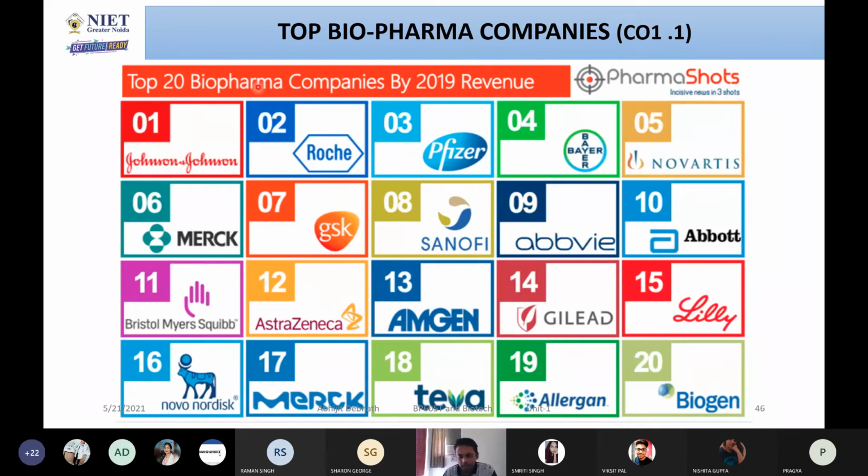In the context of biopharma based production: Johnson & Johnson, Roche, Pfizer, and Bayer. Bayer was the first company that made the world's first synthetic drug, aspirin. Aspirin was the first synthetic drug in the world. Then Novartis, Merck, GSK, Sanofi, AbbVie, Abbott, Bristol Myers, AstraZeneca, Amgen, Gilead, Eli Lilly, Novo Nordisk, Teva, Biogen. You should also think in such a manner that you can get a job in those companies.